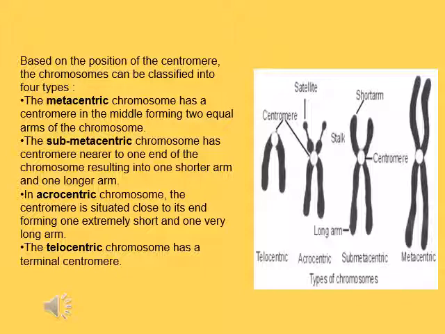The last one is telocentric. The telocentric has the centromere terminal, or you can say at the end of the chromosomes. Your first diagram shows the telocentric type of chromosomes.